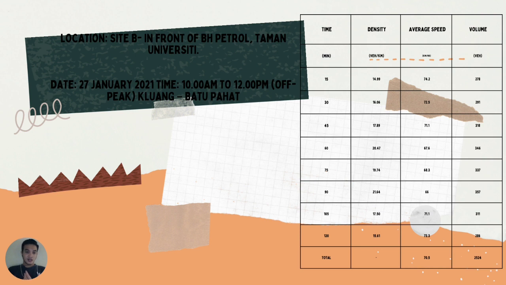The data was collected on 27 January 2021 from 10 a.m. to 12 p.m. afternoon off-peak, near the Kluang and Batu Pahat Road. So this is the average speed and the volume. The average speed for the traffic around that area is total 70.5. As for the volume, it is total 25.2524. Okay, for the next slide.